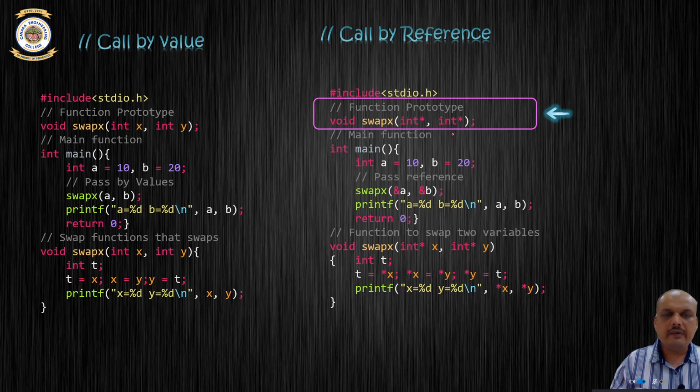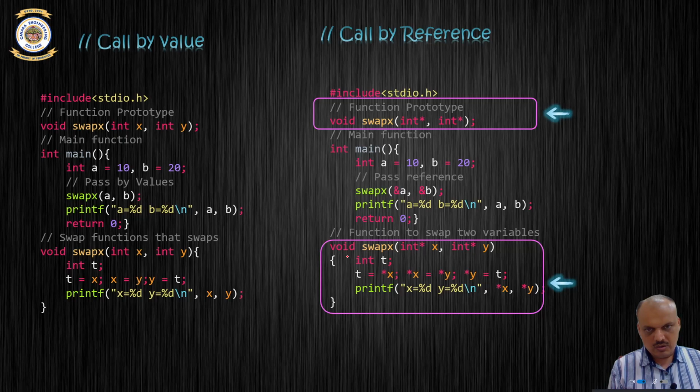Having done the function prototype, let me look at the function definition. In the function definition part, this is where you need to specify the name of the variable. In this particular case, it is the two pointers that I need. So I have int star x and int star y, implying that I have two pointers of type integer, x and y, and then I have a temporary variable t.